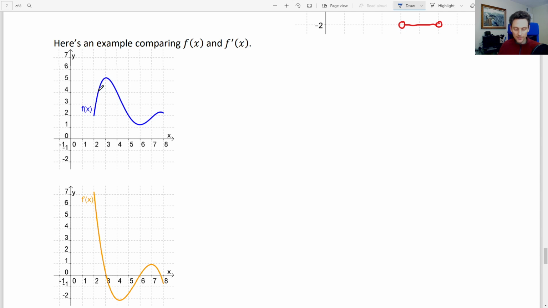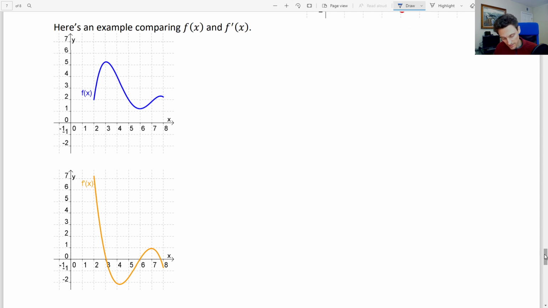Let's look at a graph that doesn't have lines, so that's changing a little bit more smoothly. So here's the graph of f of x, just some f of x curve in general, and below it is the graph of f prime of x. It's a little hard to see, but this is f prime of x. So this is representing the derivative at any given point of this function.